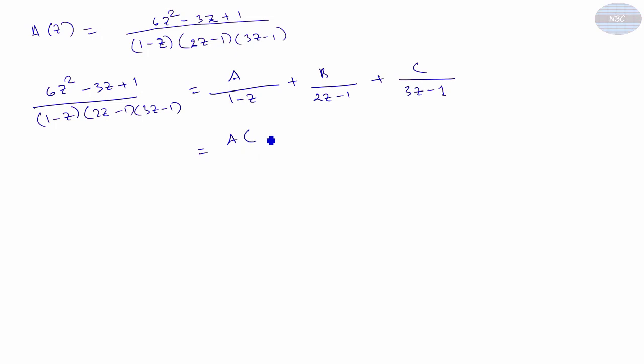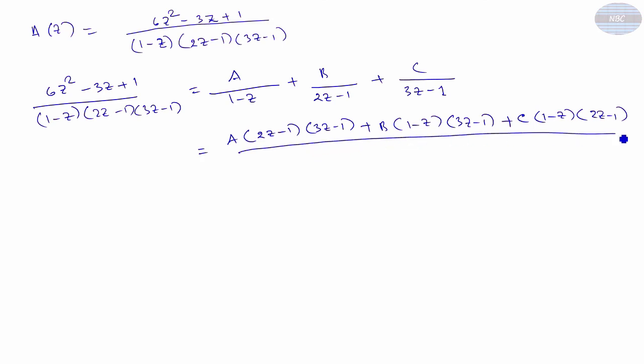Okay, so here we have 1 minus z into 2z minus 1 into 3z minus 1 taken as LCM. So we can have A into 2z minus 1 into 3z minus 1 plus B into 1 minus z into 3z minus 1 plus C into 1 minus z into 2z minus 1. Okay, so the LCM is written in the denominator, that is nothing but 1 minus z into 2z minus 1 into 3z minus 1.